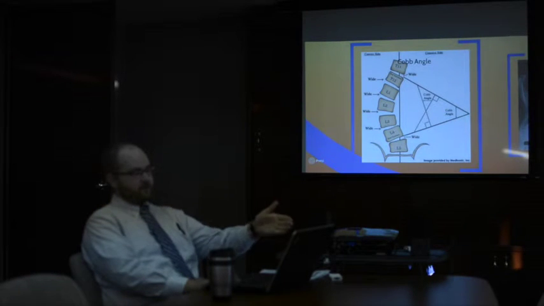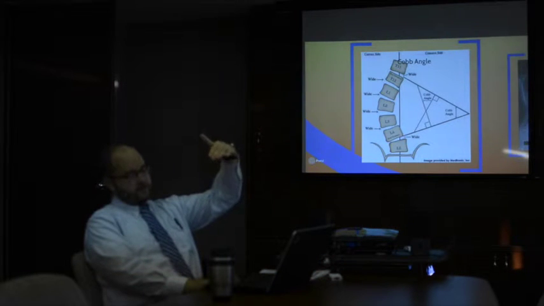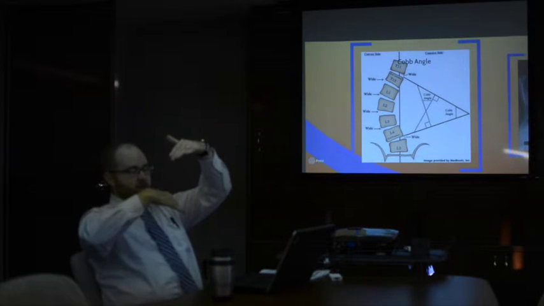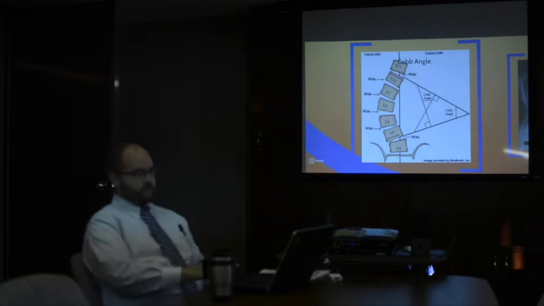So the Cobb angle is measured by taking a parallel line to the end plates of the top and the bottom vertebrae of the curve, and then you take perpendicular lines to those and measure the angle between them.